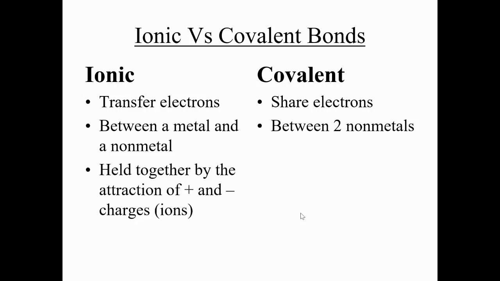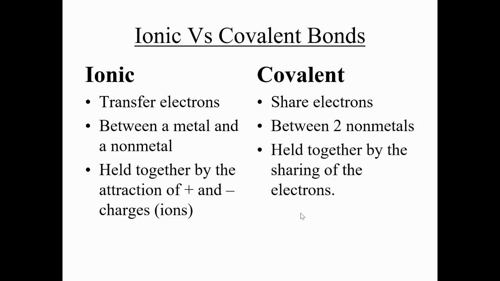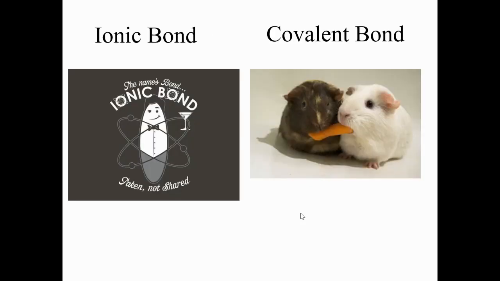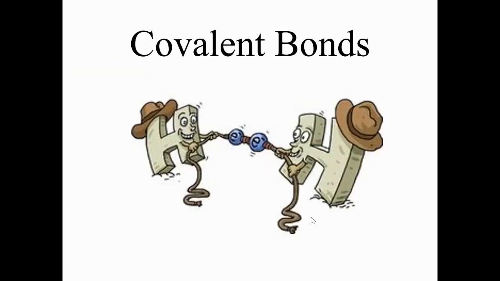Ionic bonds are held together by the attraction of a positive and a negative charge. And covalent bonds are held together by the sharing of the electrons. So an ionic bond, again, they are not shared, but one takes the other's electrons. And a covalent bond, they actually share them, like these guinea pigs are sharing the carrot. Covalent bonds, again, they're sharing it.